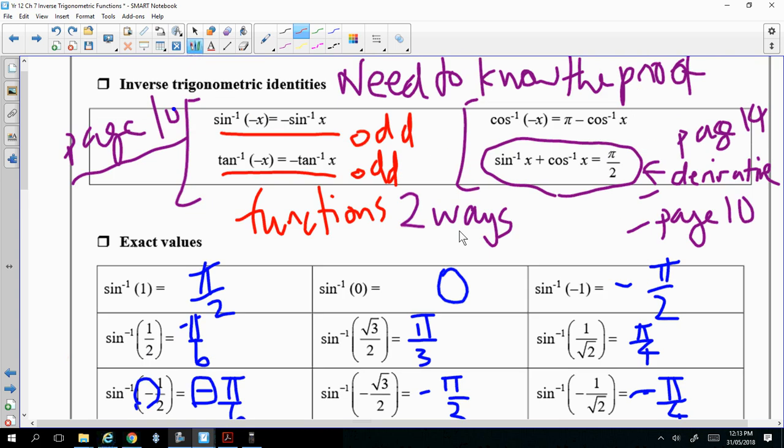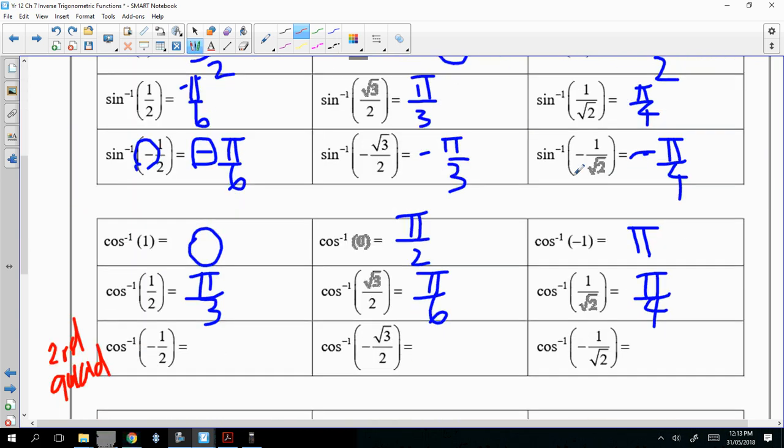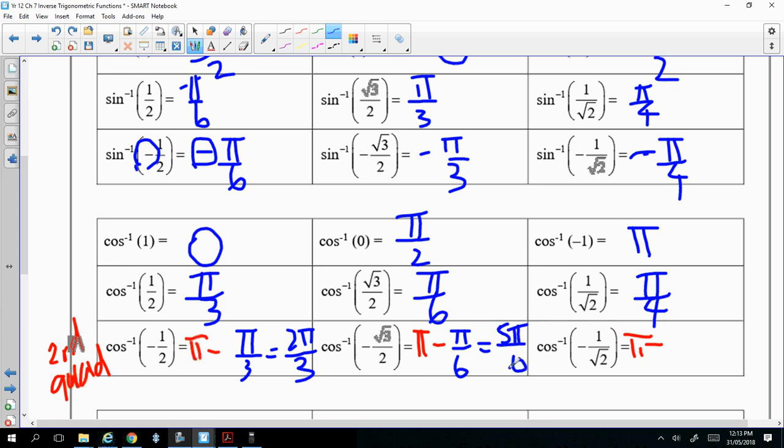Just go pi minus, pi minus, pi minus, and you can work out this: pi minus pi on 3 is 2 pi over 3. And then the other one, which is pi minus pi over 6, which is 5 pi on 6. Or the next one is pi minus pi over 4, which is 3 pi over 4. Right, so you get that. So they are done like that. Okay, and then you got the tan inverse, which you should fill out.